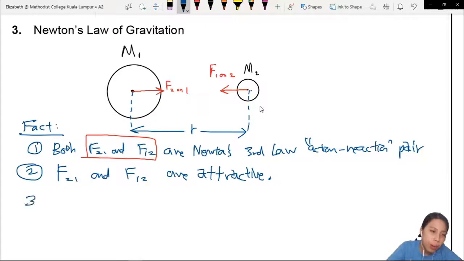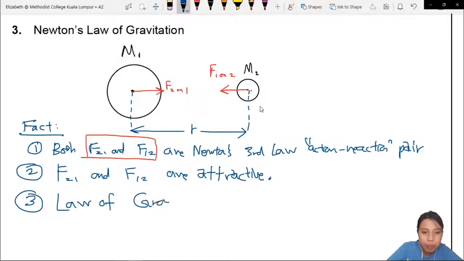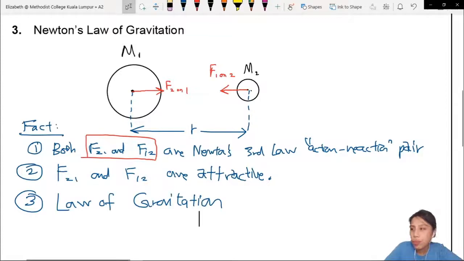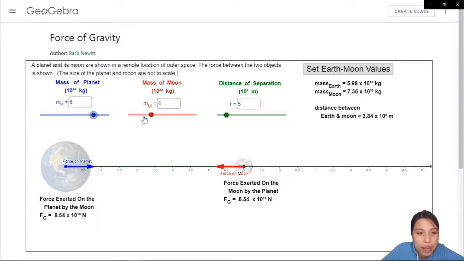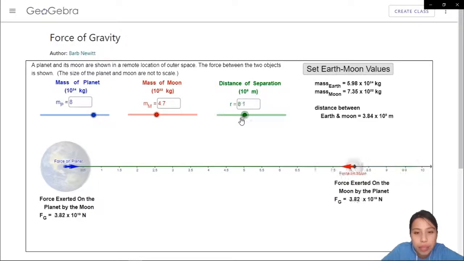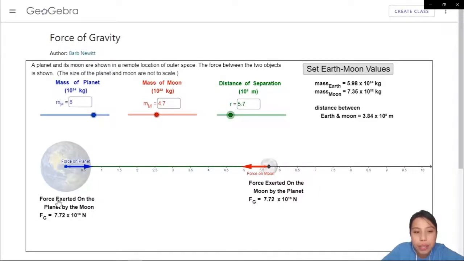Now the third one is where we will come up with the law of gravitation. To do that, I'm going to open up a simulation for us to have a look at, to come up with the idea. Here, you see they draw a moon and an earth. They also give us the chance to change the size of the planet, the size of the moon, and the distance of separation. How far are they apart? And you see down here there's Fg and Fg. That's the gravitational force. So the goal is: what variables affect the gravitational force?